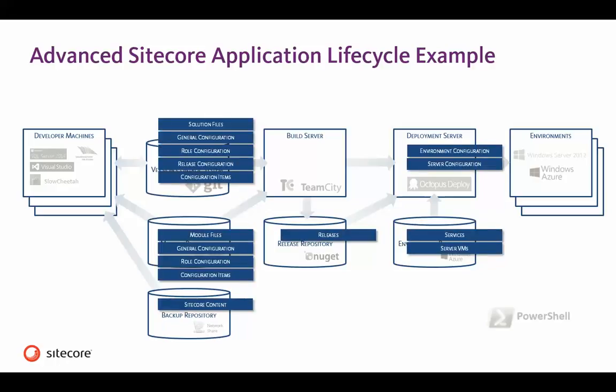So these are the different. In the version control system, we'll have solution files, general configuration files, role configuration, and release configuration. And we'll have configuration items, so we'll have the serialized layouts and templates and things like that from Sitecore. In the module repository, we'll have the module files, so Sitecore files or ECM or Web Forms Marketer files, but we'll also have configuration for and serialized items for these modules, so that developer machines or the environments can be set up straight from the module repository.